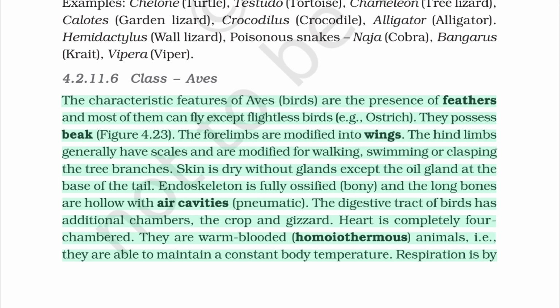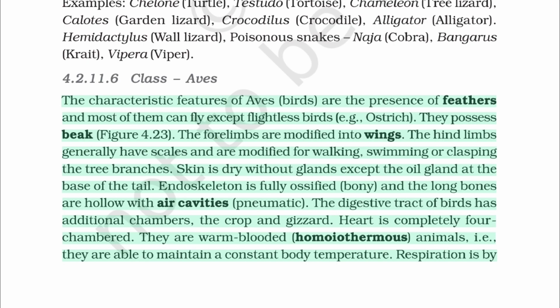4.2.11.6 Class Aves. The characteristic features of Aves, birds, are the presence of feathers and most of them can fly except flightless birds, example, ostrich. They possess beak, figure 4.23. The forelimbs are modified into wings. The hind limbs generally have scales and are modified for walking, swimming or clasping the tree branches. Skin is dry without glands except the oil gland at the base of the tail. Endoskeleton is fully ossified, bony, and the long bones are hollow with air cavities, pneumatic.